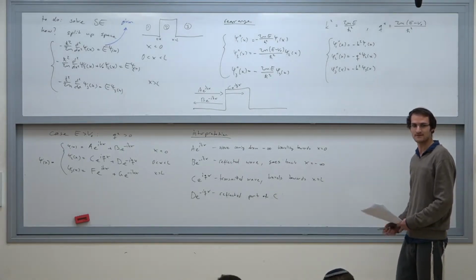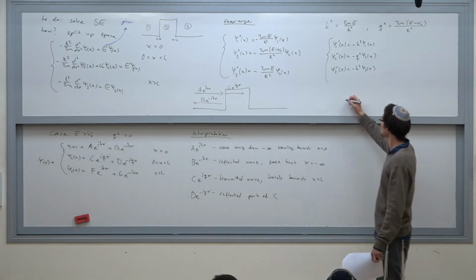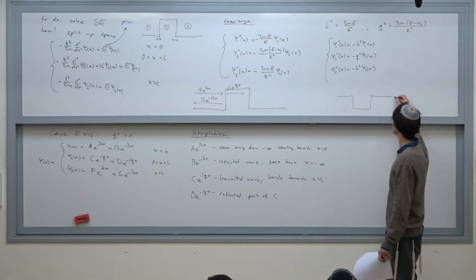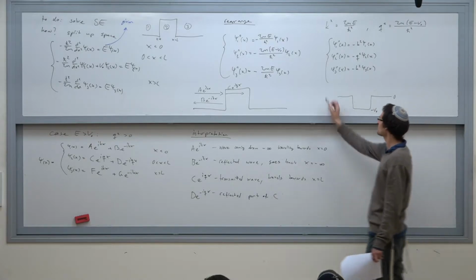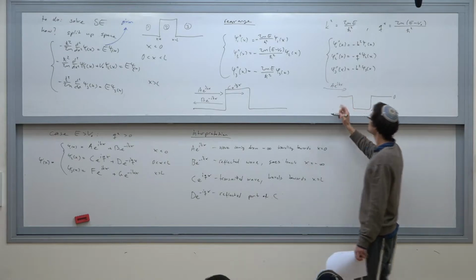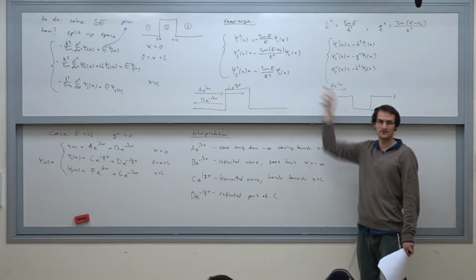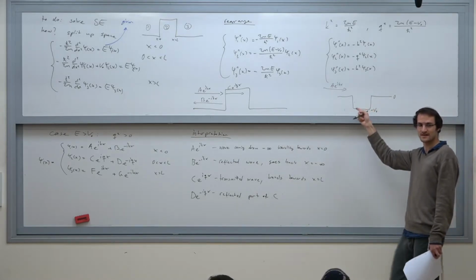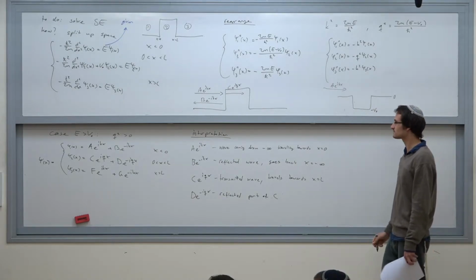Absolutely. I can even add on to this, and you will solve this problem in your homework. If you have a potential like this, which is 0 on the outside and minus V0 here, and you have a wave coming from here, there's a probability that this wave will be transmitted and a probability it will be reflected back. You'll actually solve it and find the probability that this can happen in your homework. So absolutely, yes.